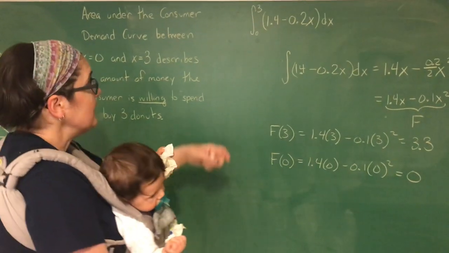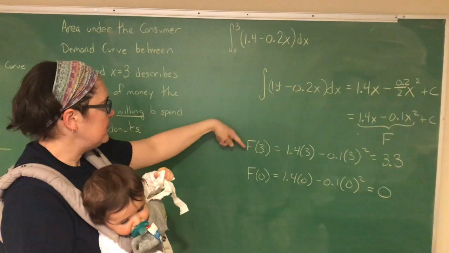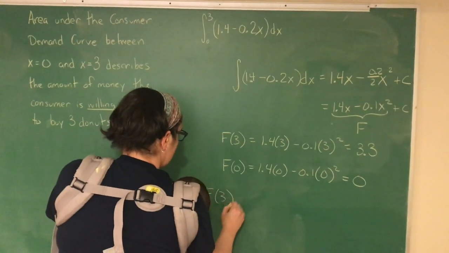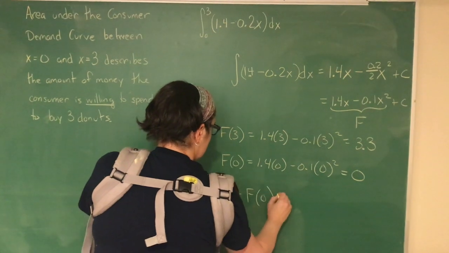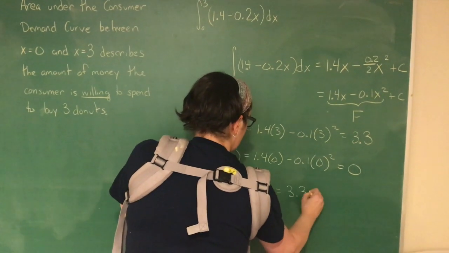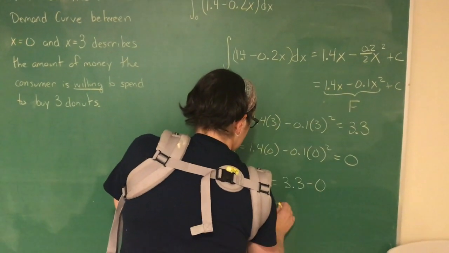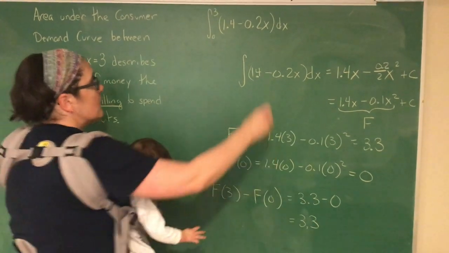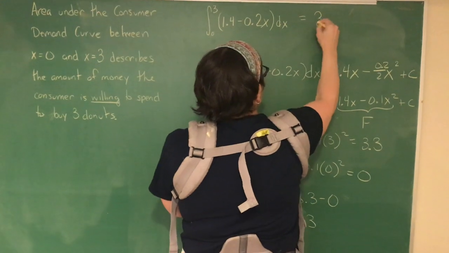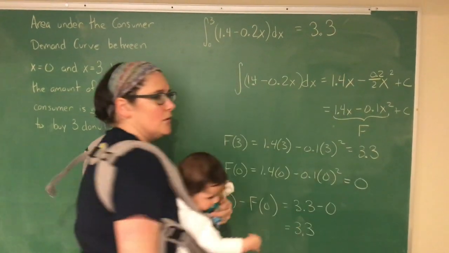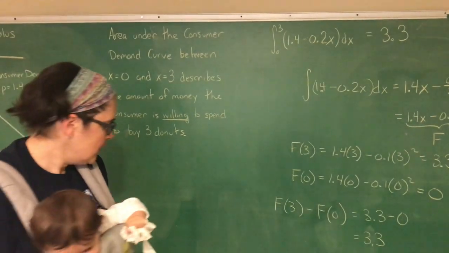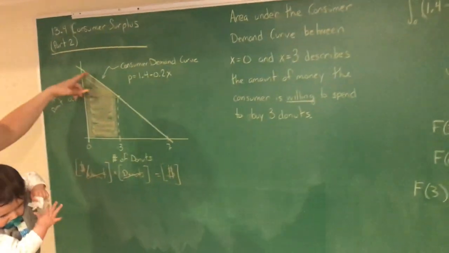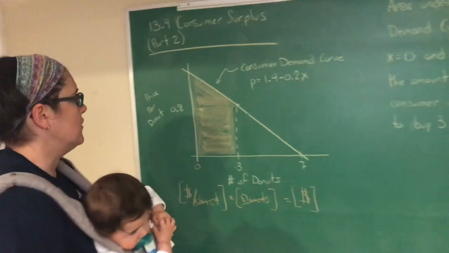Okay, so once I have found my antiderivative, plugged in the top number, plugged in the bottom number, now I subtract capital F of 3 minus capital F of 0. And we have 3.3 minus 0, which is 3.3. So our definite integral is equal to 3.3. Okay, so what is that number telling us? Well, that 3.3 is the area of this shaded region over here.